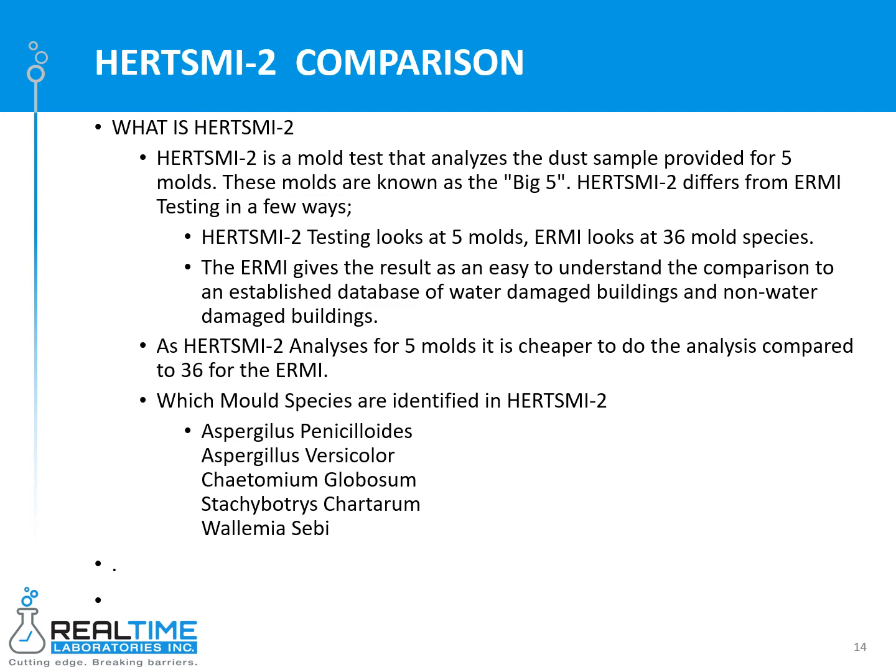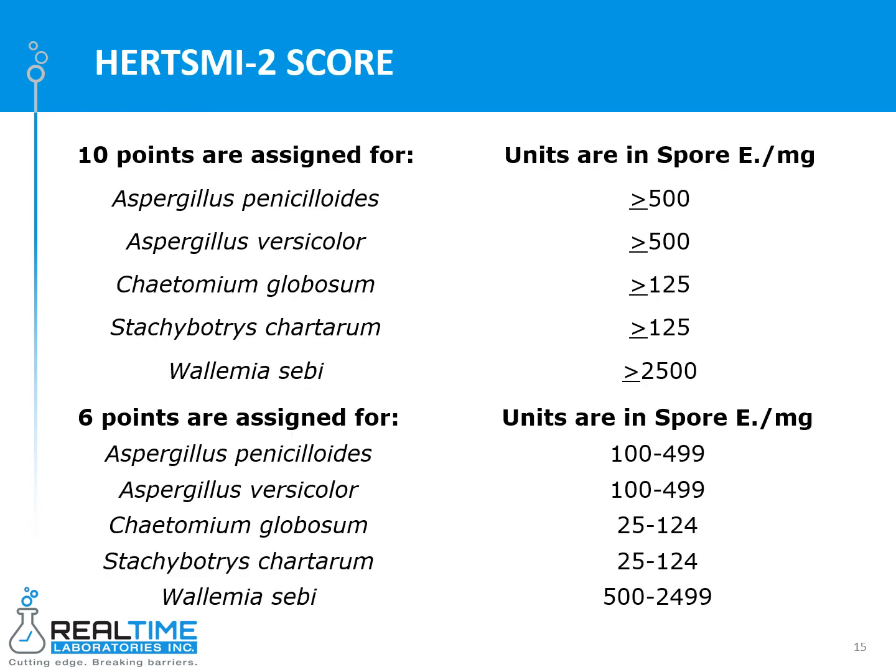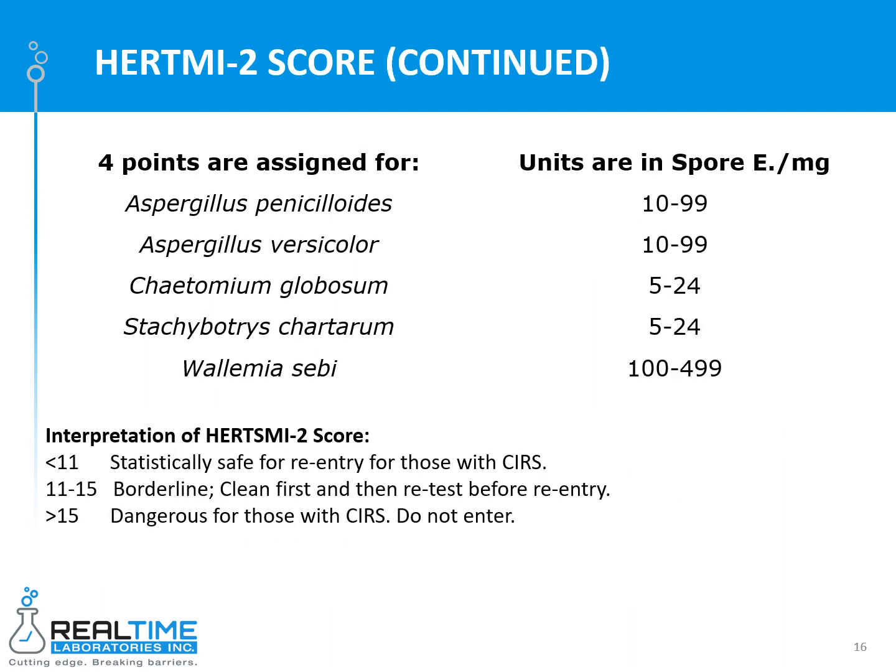And the HERTSMI-2 score doesn't have Aspergillus fumigatus in it. When you're determining the HERTSMI-2 score, they give 10 points depending on what the spore count is. And you can see these spore counts, and you can get these from us, or you can get it off the website when you look at HERTSMI-2. And they give 6 points for around this if they're lower units of spores, and then they give 4 points if they're even lower.